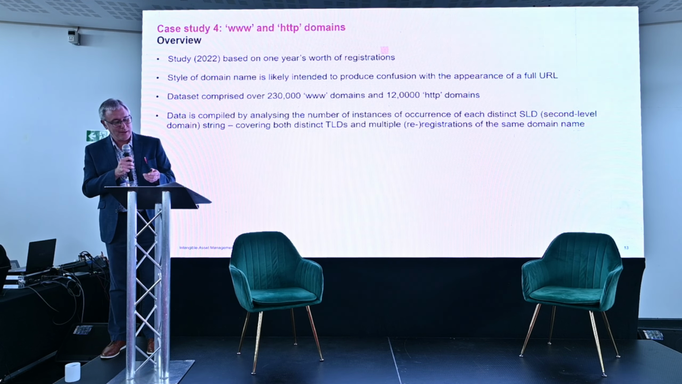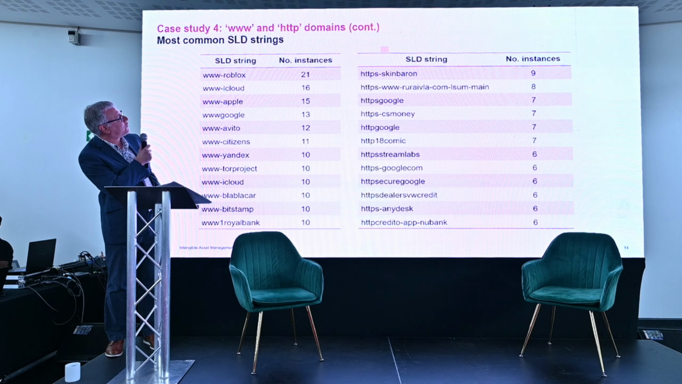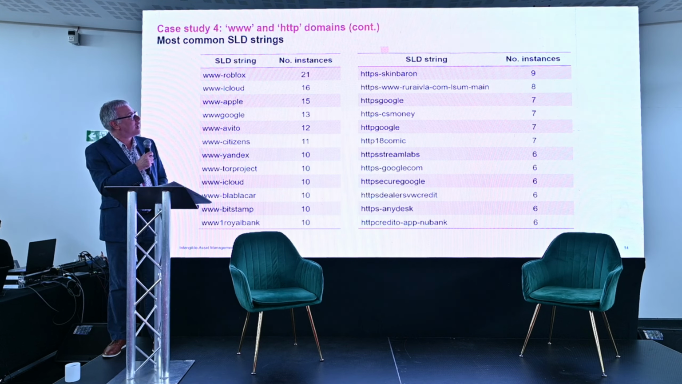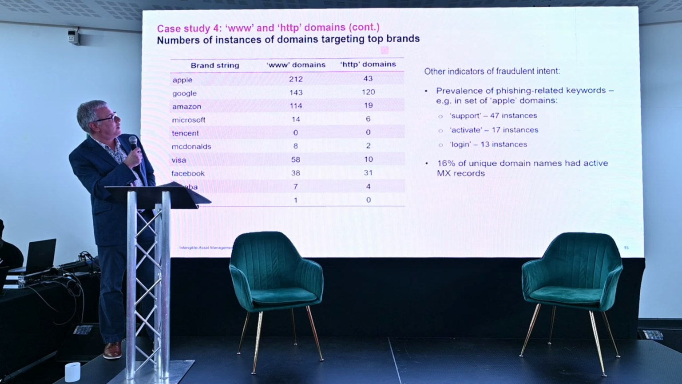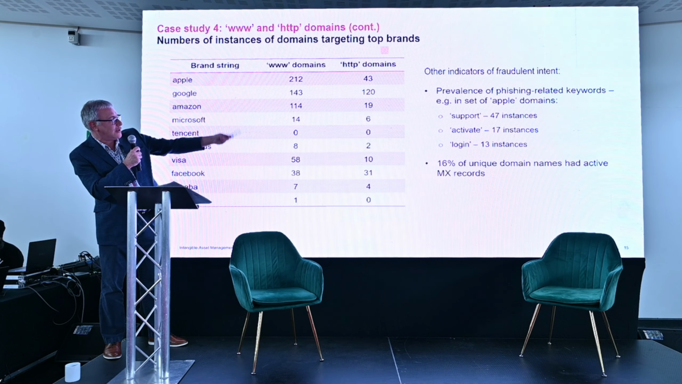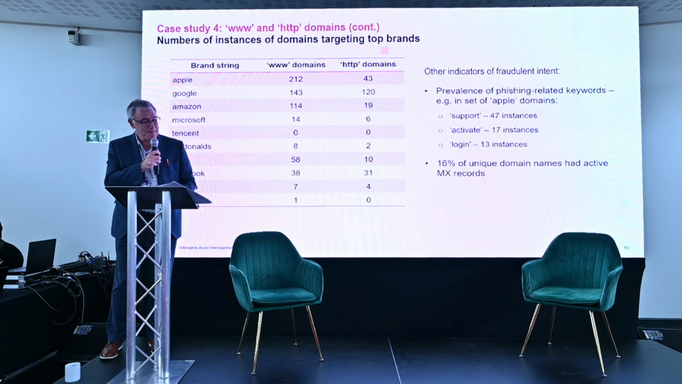When we ran that study, the next slide shows us the top strings that we found in those domain names. So you can see there's lots of different brands being targeted here, Apple, Google, a misspelling of iCloud, Roblox, and so on. And again, these all potentially could be used to create deceptive URLs targeting the brands in question. We ran a similar look at domains targeting that same list of top 10 brands. And again, you can see that certainly for the www domains, in some cases, there were hundreds of these domains out there being ripe for abuse.